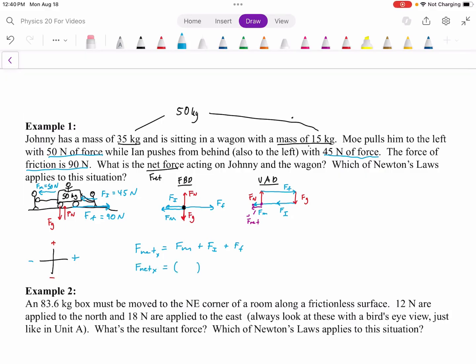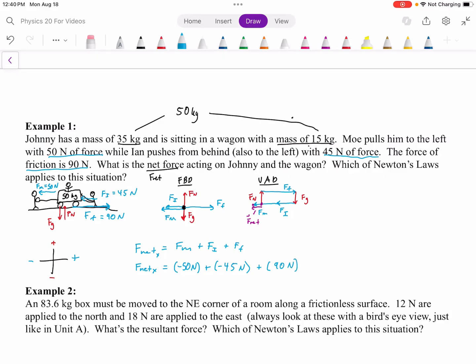So Mo's force is 50 newtons to the left. Well, I'm calling left negative, so I'll say negative 50 newtons. Ian's is 45 newtons to the left, so add another negative 45. But then friction is 90 newtons, not 50, to the right, so plus positive 90 newtons.